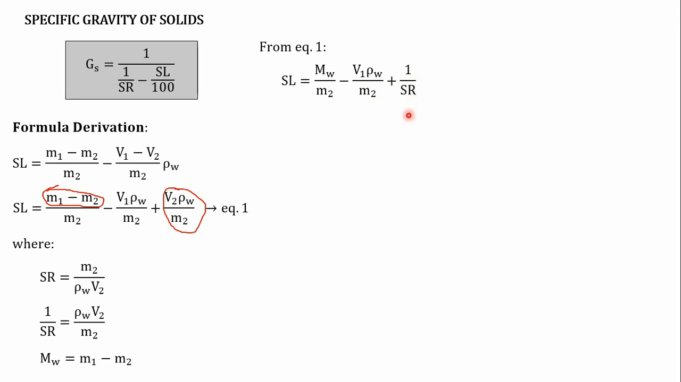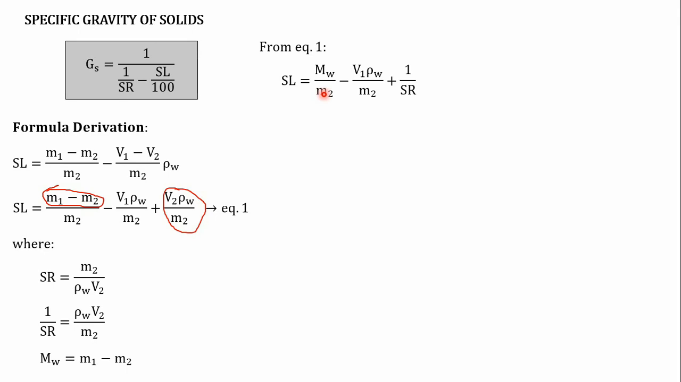Okay? Yung gusto natin i-derive, class, yung GS. Paano magkakaroon ng GS, class? Yung equation natin is kung meron tayo ng volume na solids at mass na solids. Since, class, yung M2 natin represents the mass of oven-dried soil, that is simply equal to mass of solids. So ano na lang yung kulang, class? Is yung volume ng solids.